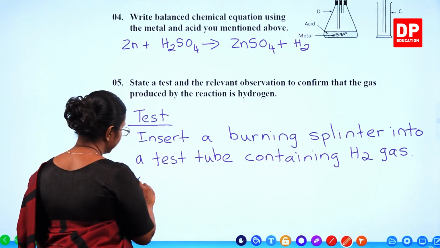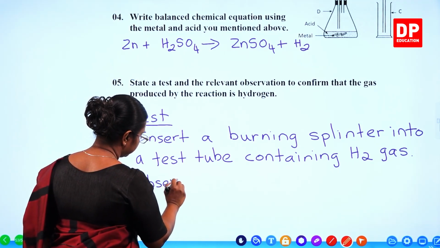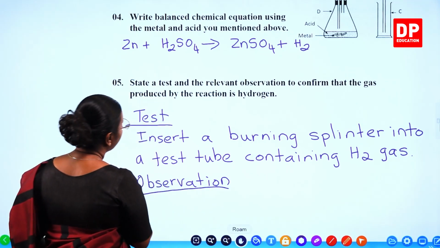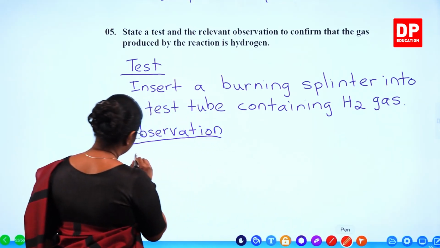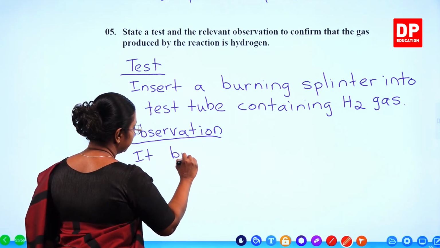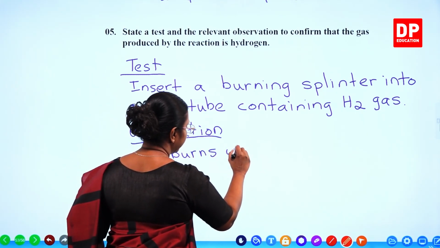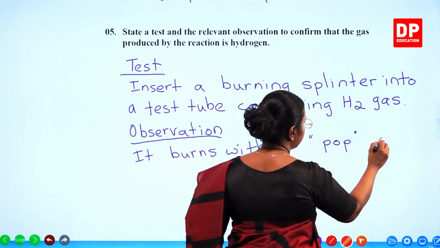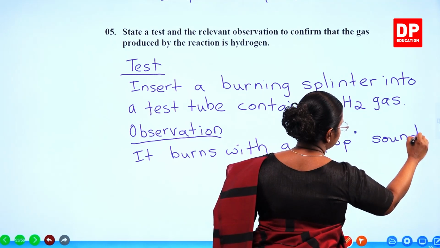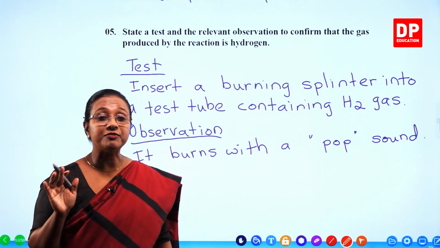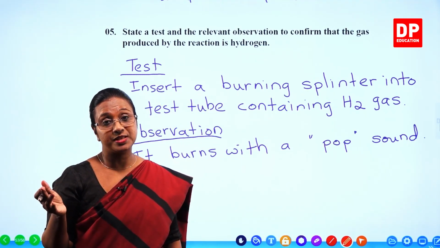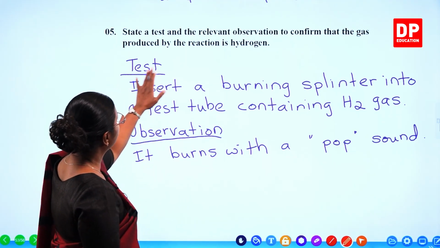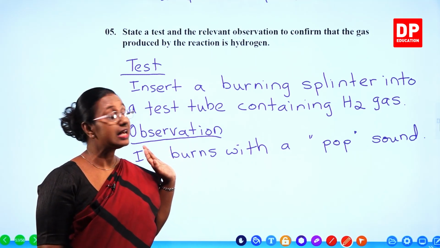Then what is the observation? Observation, it burns with a pop sound. So that is very important. You have to say pop sound or squeaky pop sound. Either one is correct. So it burns with a pop sound. So then we can confirm that the gas is hydrogen.